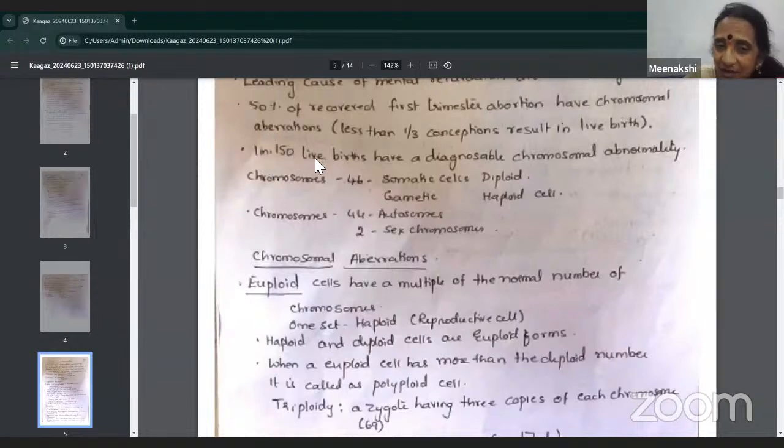1 in 150 live births is diagnosable with a chromosomal abnormality. That is the frequency. Among 150, we can find one person with a chromosomal abnormality. And those abnormalities we can find out by looking at the phenotypic structure: broad head, mental retardation, no coordination, or no proper development of the organs, or different types of structures. Based on that, we will be able to identify the changes in the chromosome.